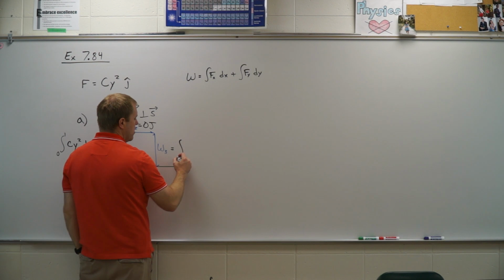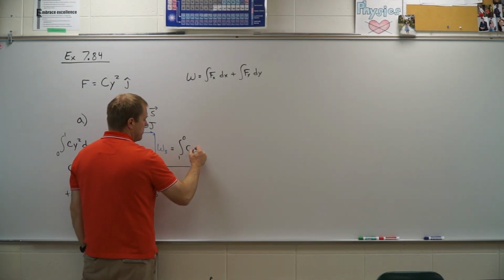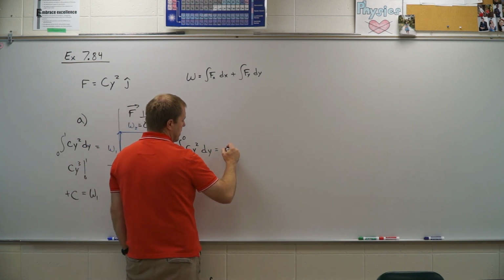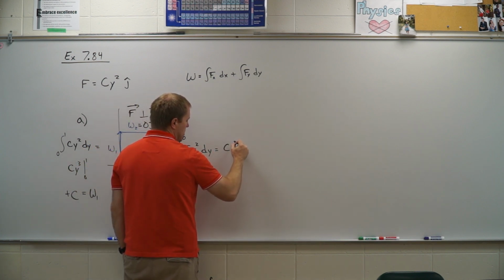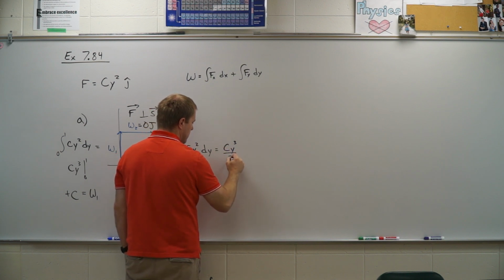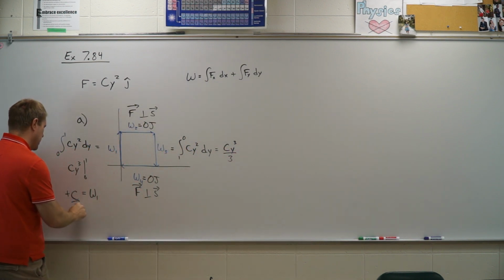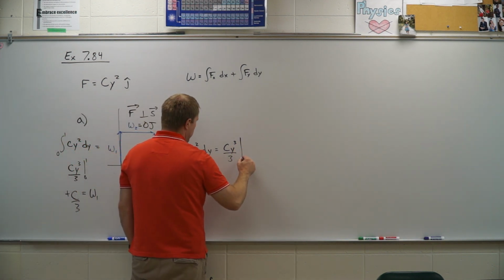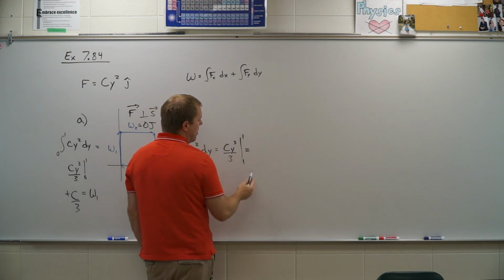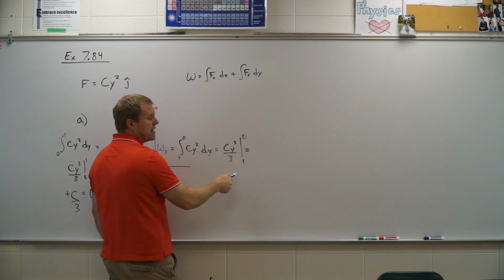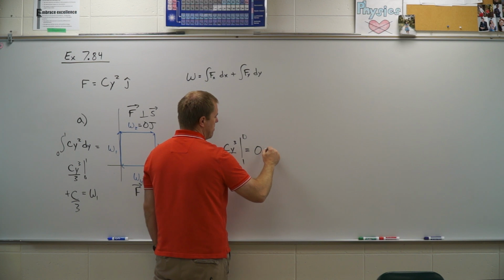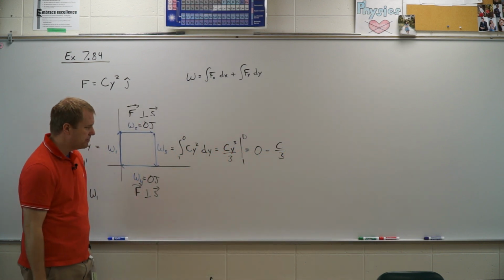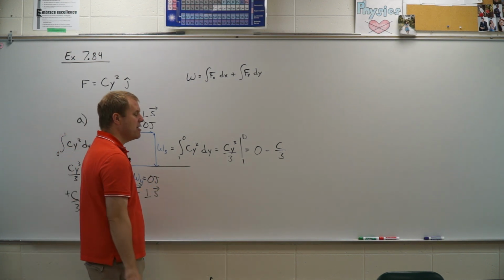Okay, so I'm going to integrate from 1 to 0 of cy squared dy. And so here I end up with cy cubed. Whoops, I missed something. I missed a 3 over here. That's okay. We'll get it in now. Cy cubed divided by 3 evaluated from 1 to 0. So now I'm going to do the top minus the bottom. So I'm going to have 0 minus c divided by 3 here when I plug in those values. So I have a negative c over 3.